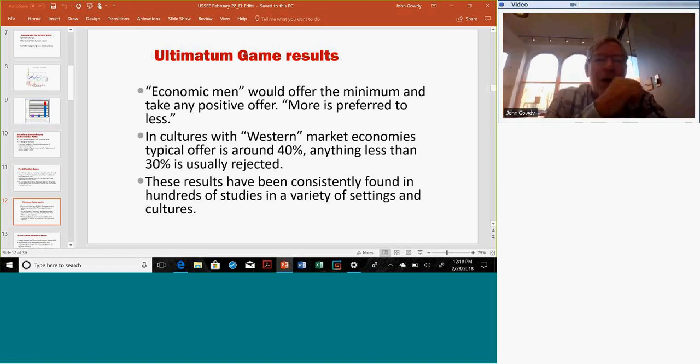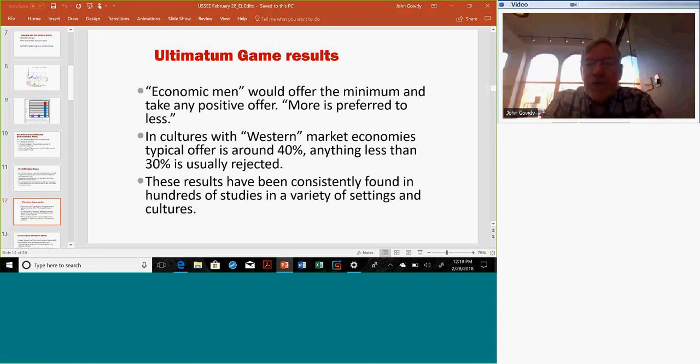The standard model, the model of economic man, really is a man, an economic man would offer the minimum, and any positive offer would be accepted, more to less, and so on. So keep $99, give you a dollar. You're happy because you have a dollar you hadn't had before. In practice, even people quite familiar with market economies typically offer around 40%, and any offer less than 30% is usually rejected.